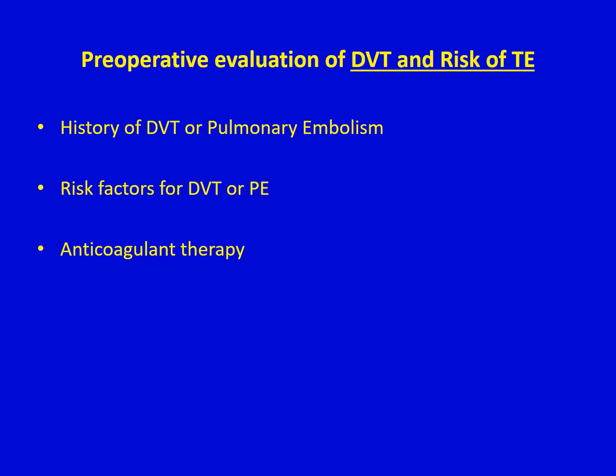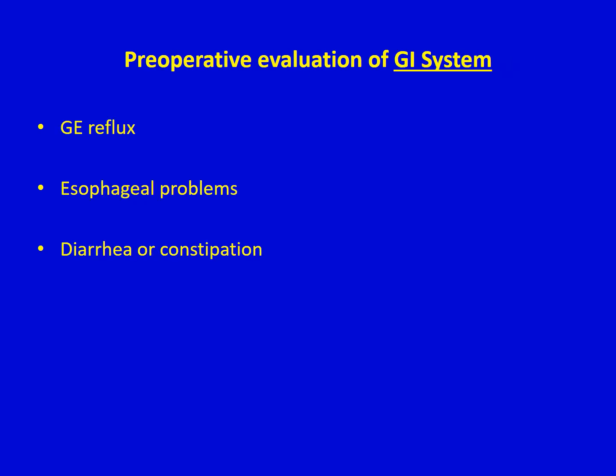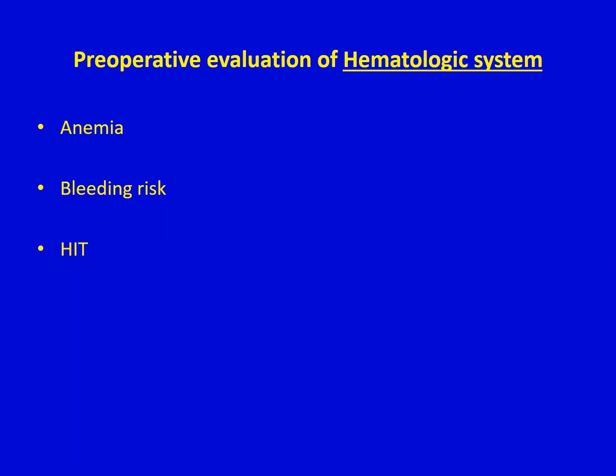Finally, there's the risk of deep venous thrombosis and thromboembolism. Learn about this from your history and from the presence of risk factors, and of course take into account anticoagulation therapy, what physical activity they've been doing prior to the surgery. The GI system, can't ignore, obvious on this slide. The hematopoietic system, of which anemia and bleeding risk are of particular interest. This is rare, but something that comes up all the time.